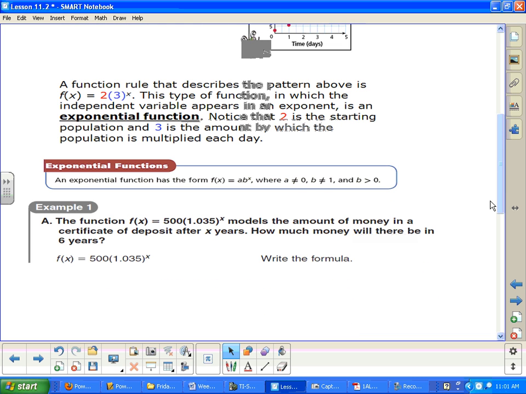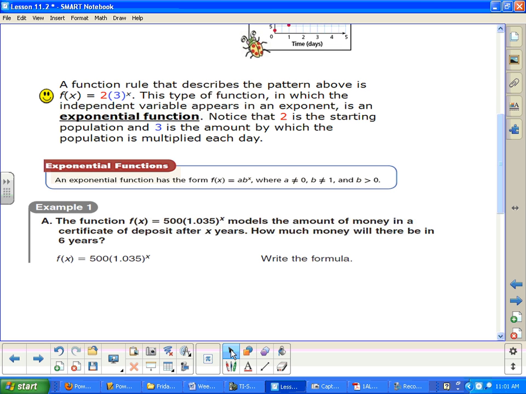So a function rule that describes the pattern above is right here: f of x equals 2 times 3 raised to the power of x. Notice that 2 is the starting population, and 3 is the amount being multiplied each time. So it's what we call that constant ratio. We talked about that the other day.